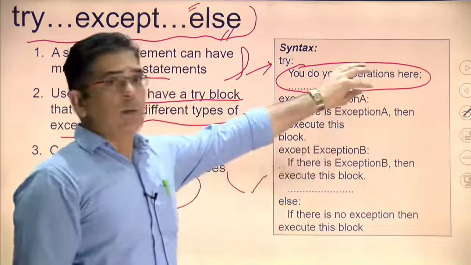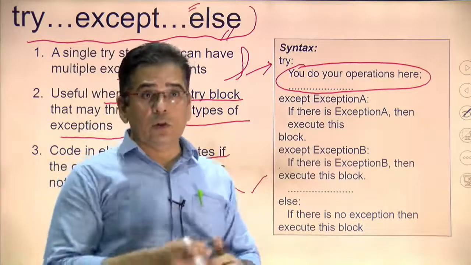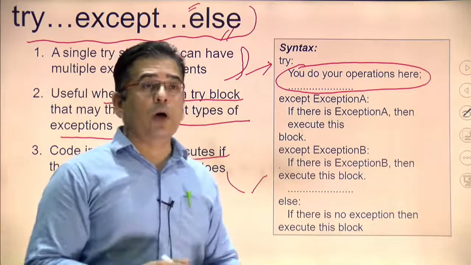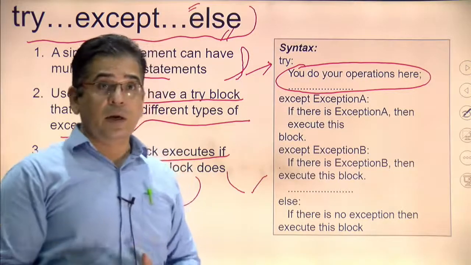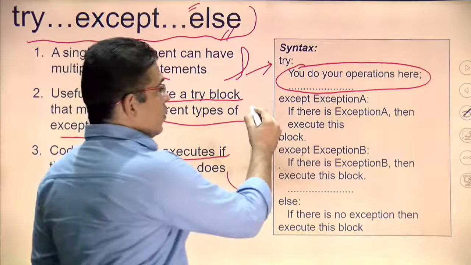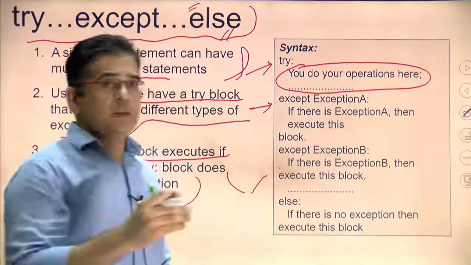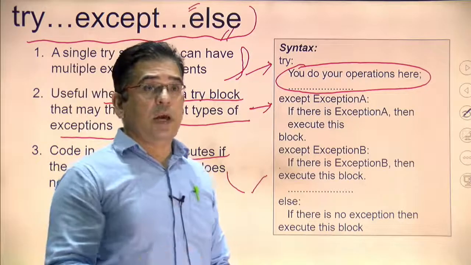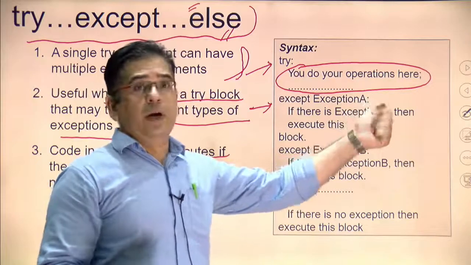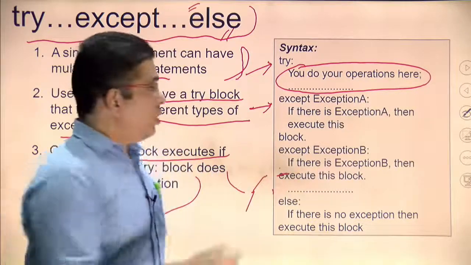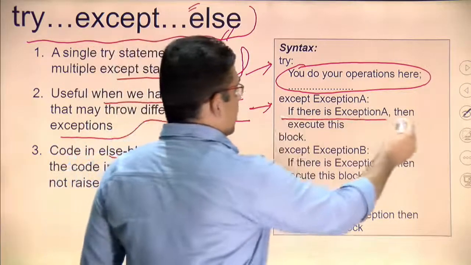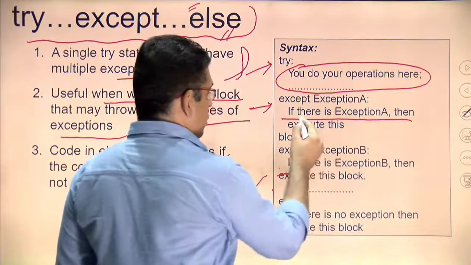So within the try block, you have to write your own set of statements for which you want to do the exception handling at runtime. Now the except block starts here. Say you are expecting an exception A. It can be a file IO error or input output error. So if there is an exception A, then execute this block.